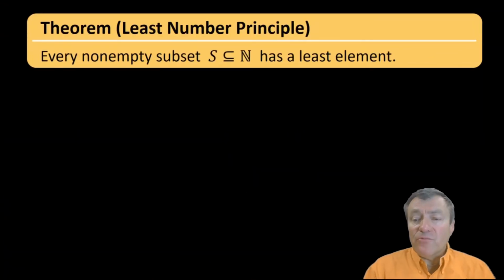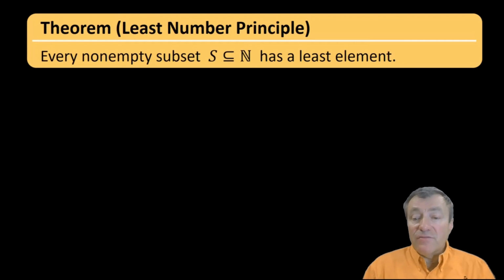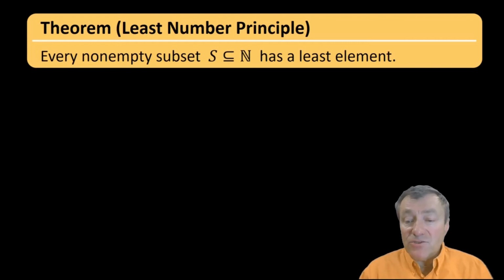A very important reformulation of the principle of induction is something called the least number principle. This says that every non-empty subset S of the natural numbers has a least element. Note the requirement that S be non-empty. Of course, if S is empty, it wouldn't have any elements, so it obviously wouldn't have a least element. Also note that this only gives a least element. In general, there's no greatest element.